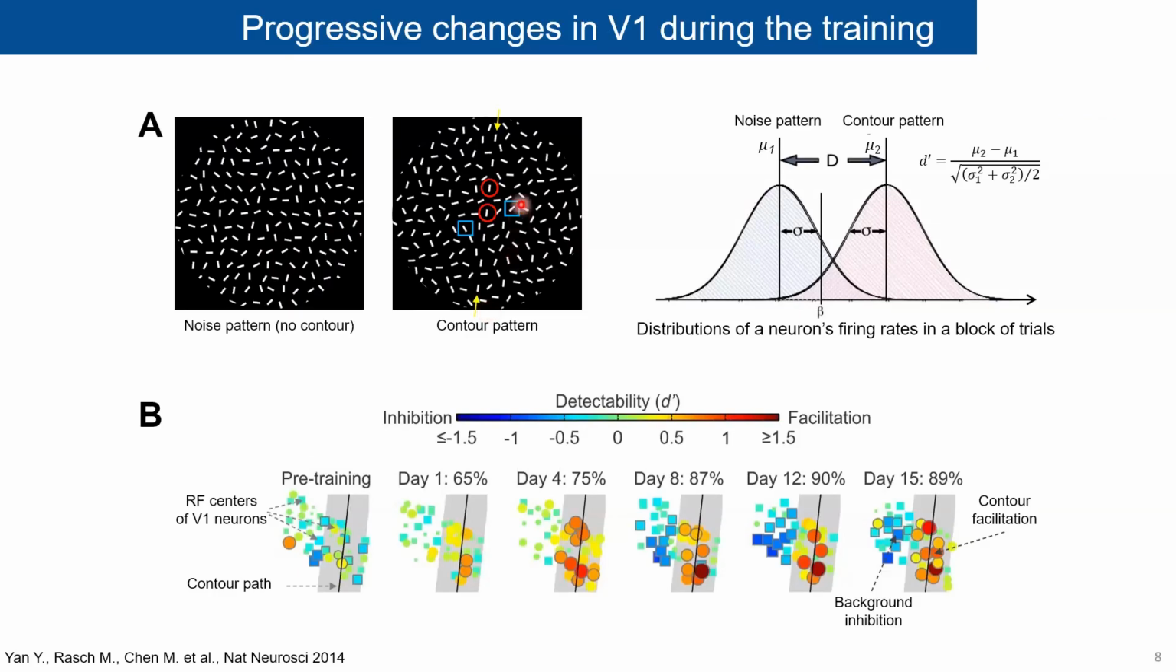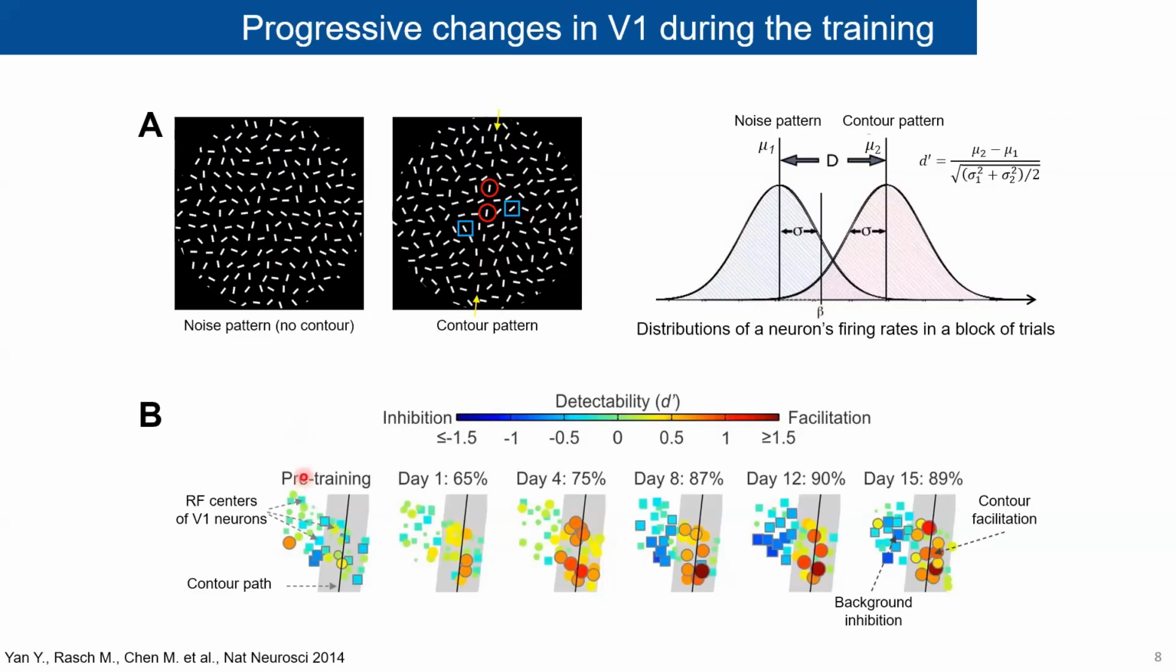Since we have access to many neurons, here I show 2 red circles that show 2 sample neurons with receptive fields on the contour path, and the 2 blue squares indicate 2 neurons on the background. For each neuron, we constructed the distributions of trial-by-trial firing rates in response to the noise pattern and to the contour pattern, and we computed the d prime as a measure of the neuron's contour detection ability.